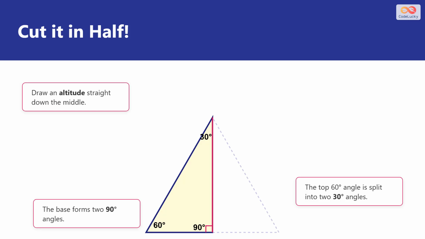Now, let's cut that equilateral triangle exactly in half by drawing an altitude line down the center. This splits the top 60-degree angle into two 30-degree angles. It also creates two right angles at the base. We have just created two identical 30-60-90 triangles.